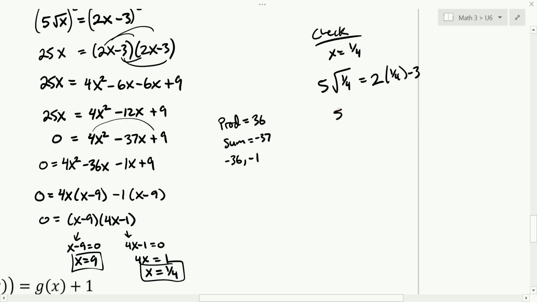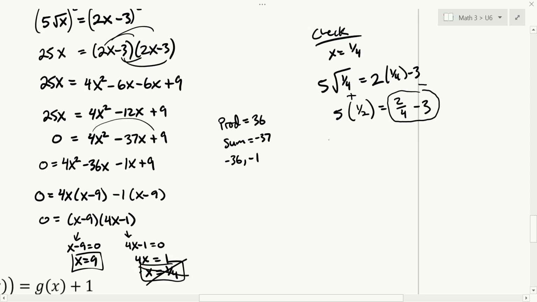Well, the square root of 1/4 is what? 1/2, because you take the square root of 1 and the square root of 4. Okay. 2 times 1/4 is 2/4 minus 3. What can you tell me without even doing this? When you go 2/4 minus 3, is it going to be positive or negative? So the right side is going to be negative. How about the left side? It's going to be positive. And so can a positive number equal a negative number? So you know this is false. That's enough to throw out the 1/4.